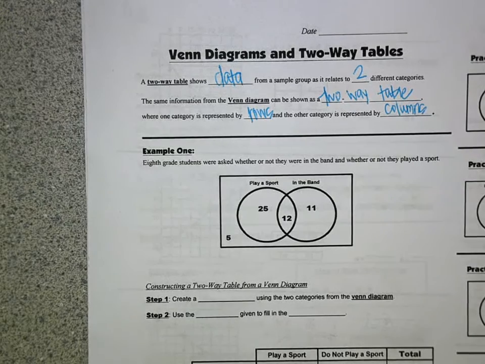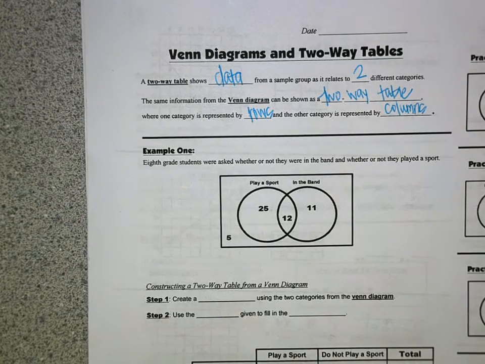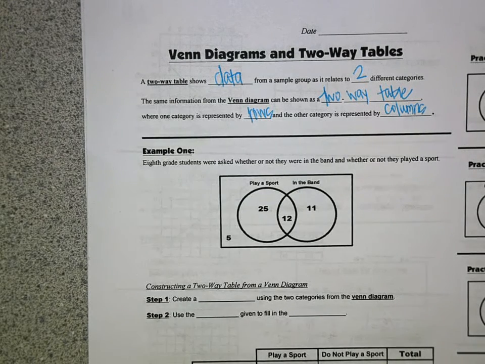So for example number 1, it says 8th grade students were asked whether or not they were in the band and whether or not they played a sport. Is it possible that people could be just in the band? Yes. Is it possible that they just played a sport? Yes. Is it possible that they did both? Yes. Or it's possible that they did nothing. Some people do nothing.